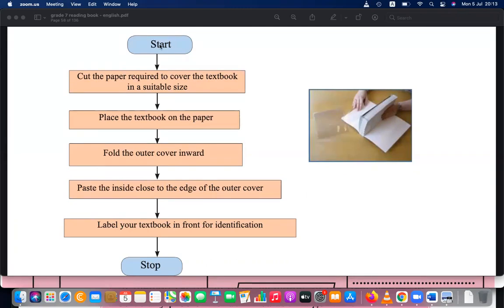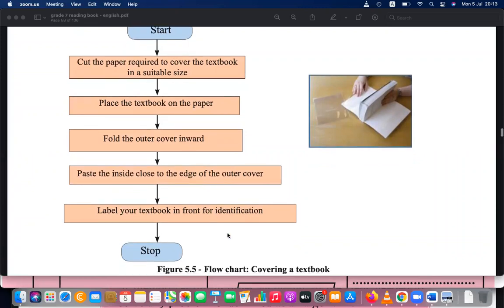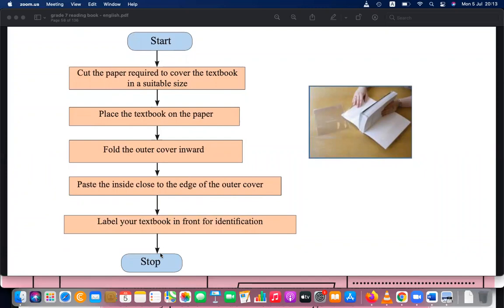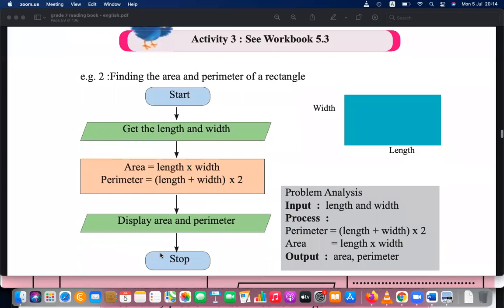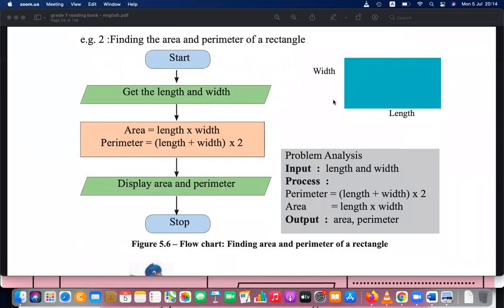Sequence means a step by step thing. First, you have to cut the paper to a suitable size, then place the textbooks on the paper and fold the cover inward. After that, paste inside and close the edges, to properly enclose it, and then label the textbook for identification. Those are steps. Generally, steps are executed one after another. That is why it's a sequence. Here, this one is also a sequence: finding out the area of this. If you know the width and height, you can multiply both.